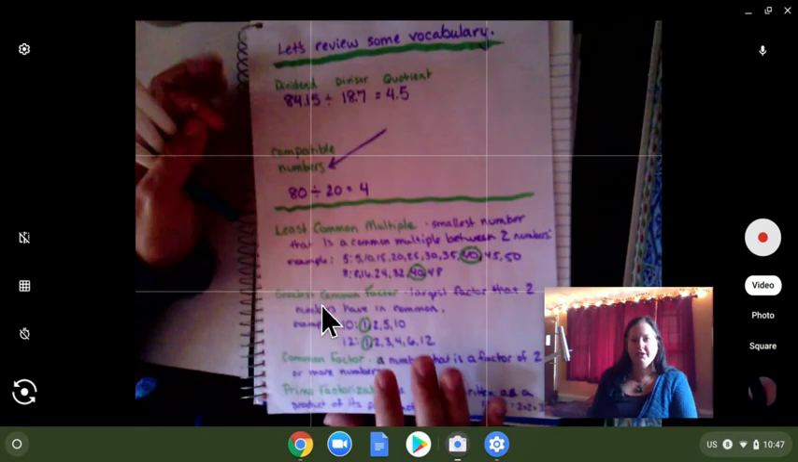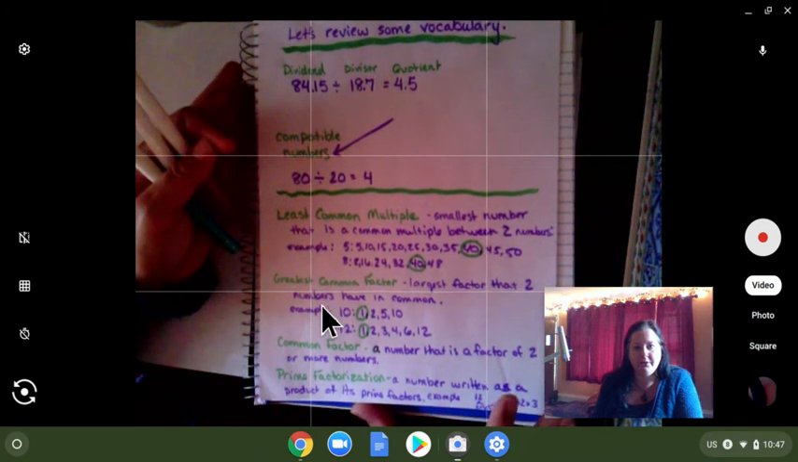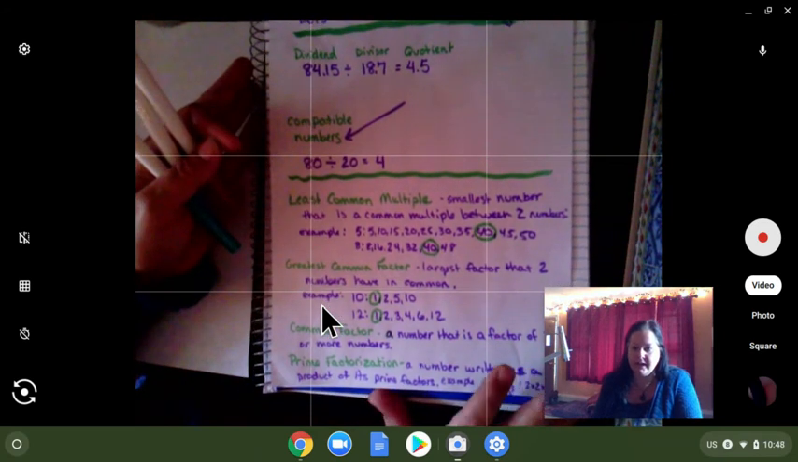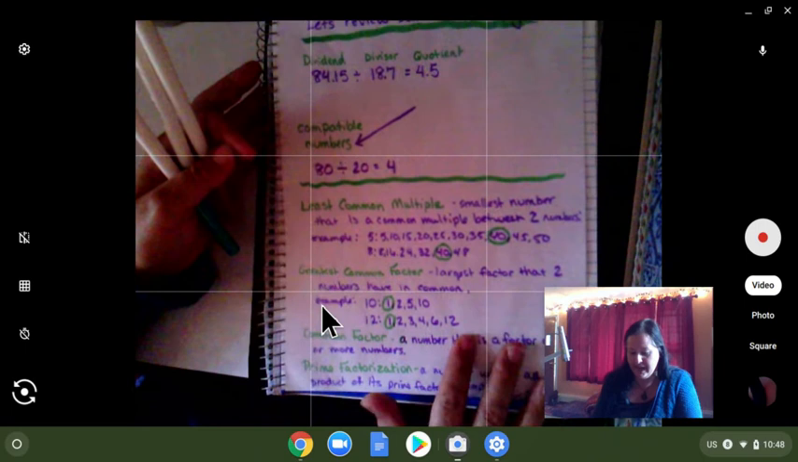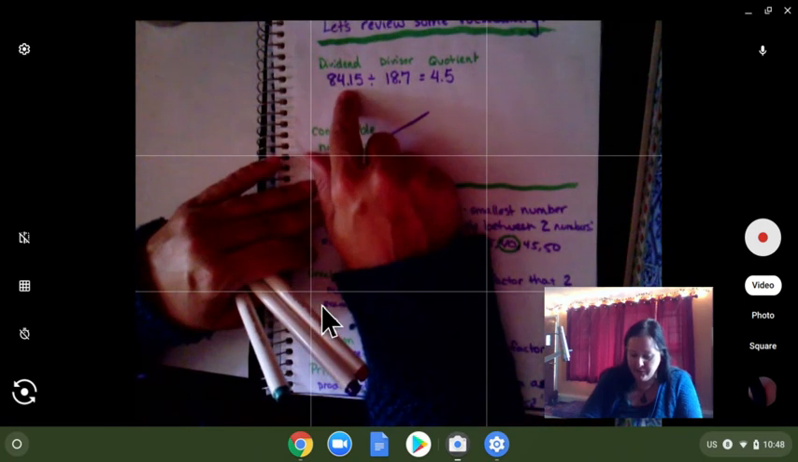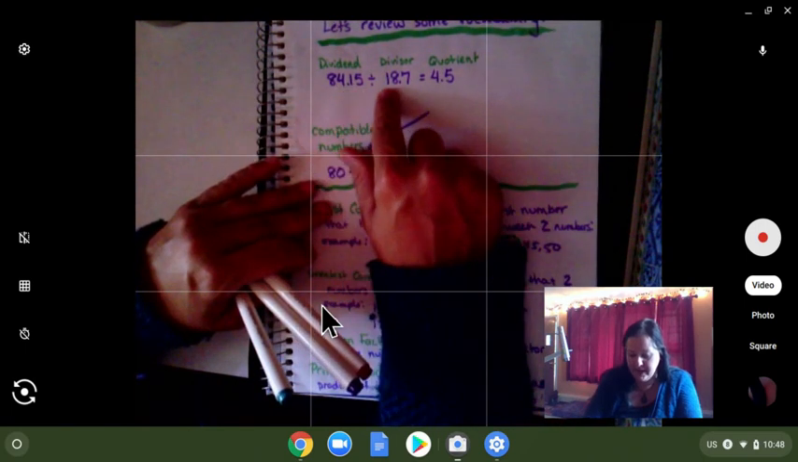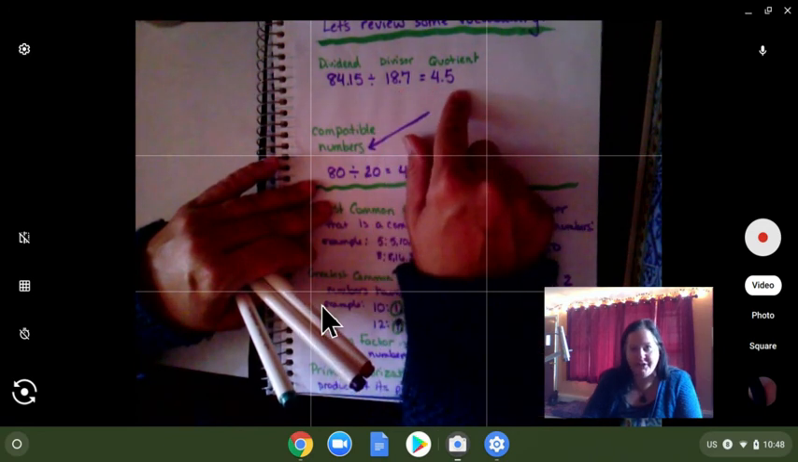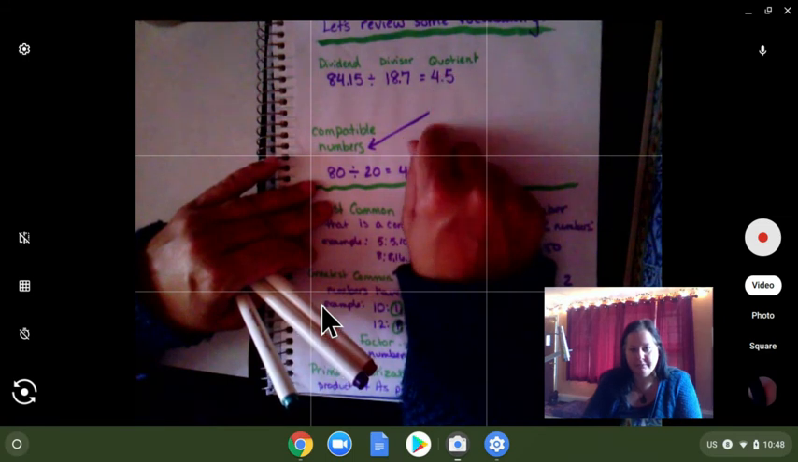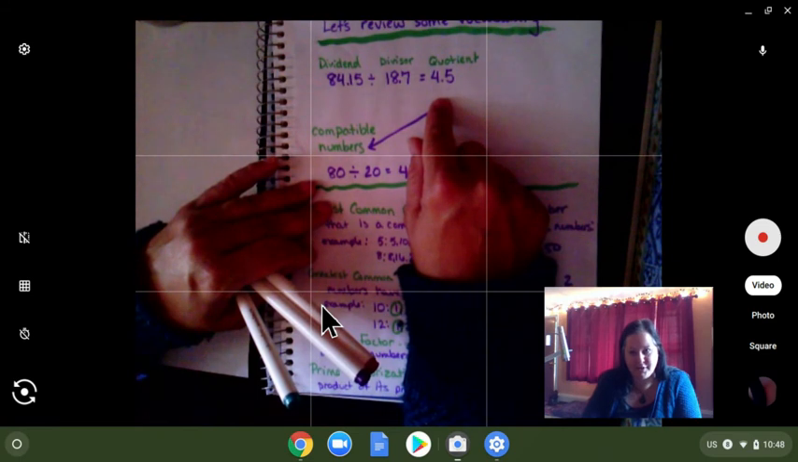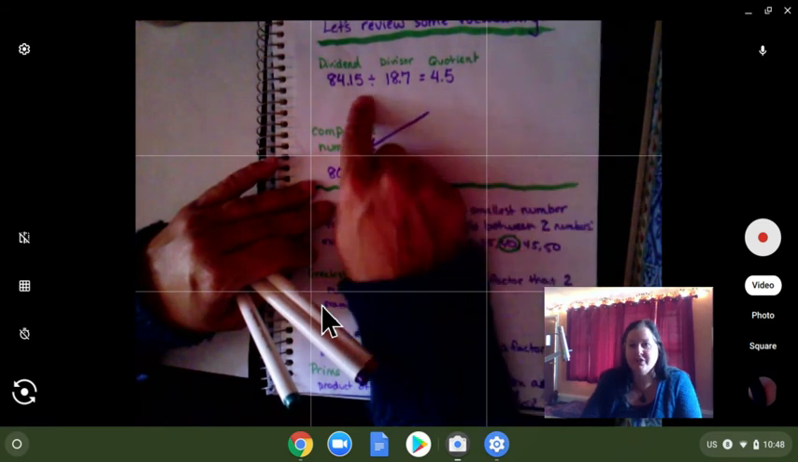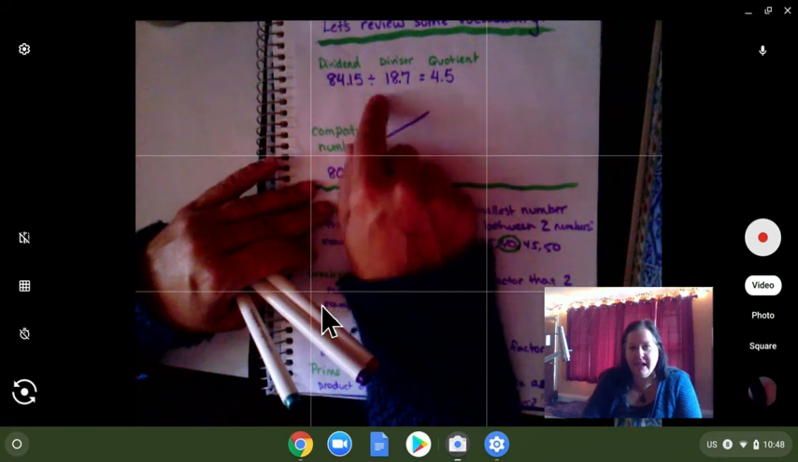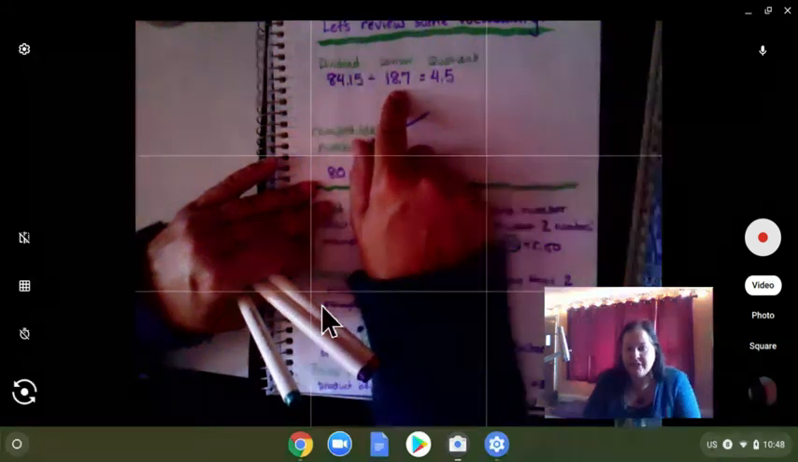All right, so the first part of the vocabulary is the words that we use to describe the numbers inside a division problem. So we have here 84 and 1500ths divided by 18 and 7/10 equals 4 and 5/10. So remember that the answer to a division problem is called the quotient. Good. Then the number you're dividing up is your dividend, and the number you're dividing by is your divisor.